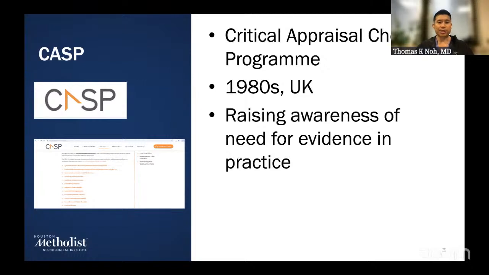CASP is essentially a critical appraisal checklist program. It was a program developed back in the 1980s, born out of the UK, and the grounds for it was this idea of raising awareness, like a rising tide across all of medicine. The problem at the time was that there were a bunch of different papers with a bunch of different statistical analyses, and there wasn't really a cohesive movement in terms of trying to analyze these papers.